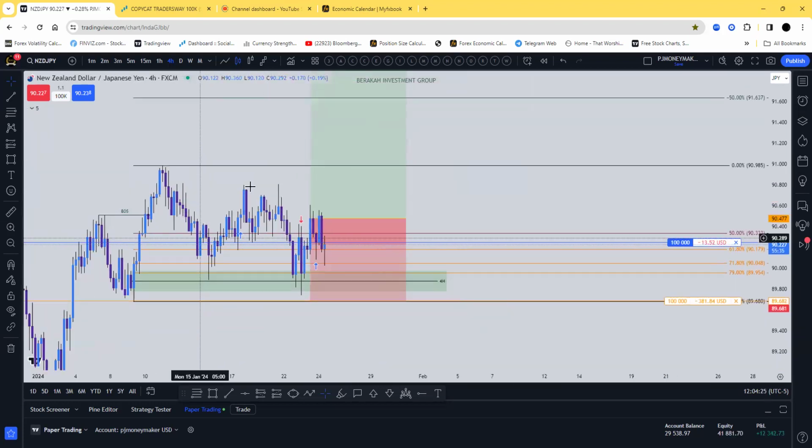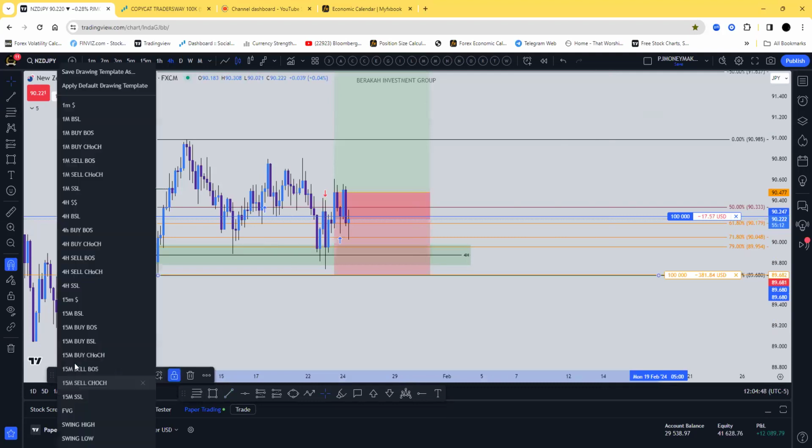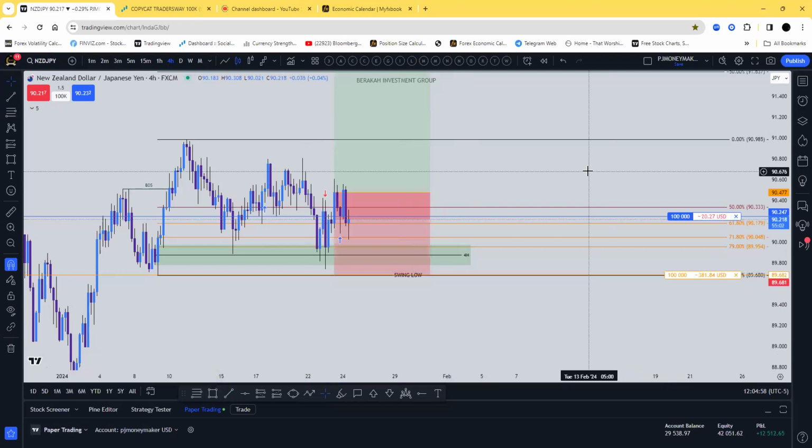Why are you buying? The market's doing a low here. That is a low high. That is a low. That is a low high. Yeah, but it's not break my swing point yet. You see right here? That's why I'm still buying this market. Since they don't break this right here, I'm still buying the NZD JPY as well. Simple.